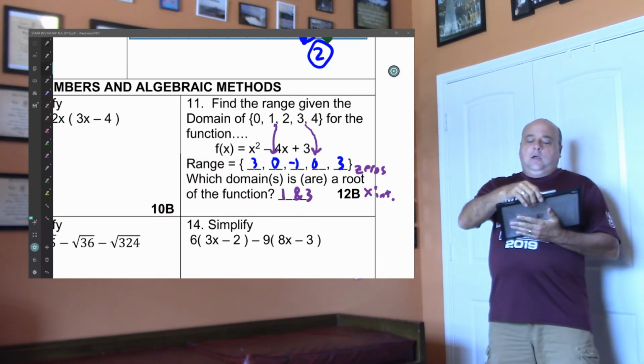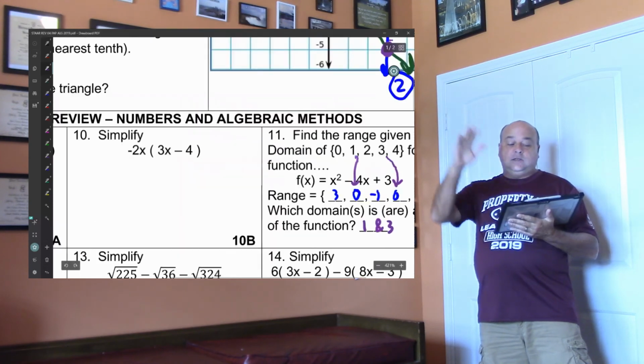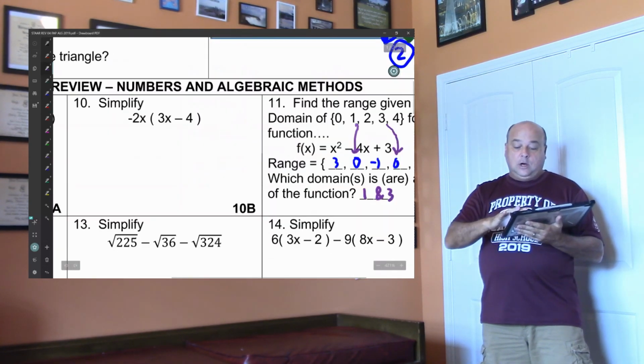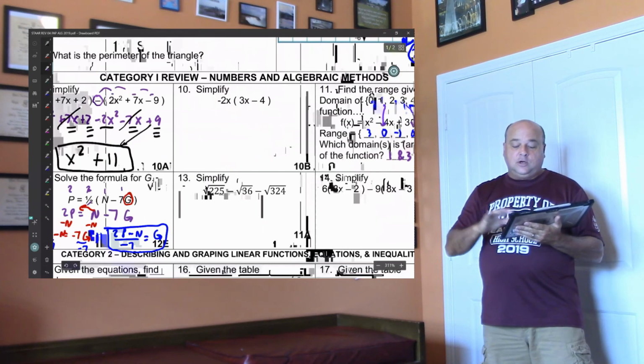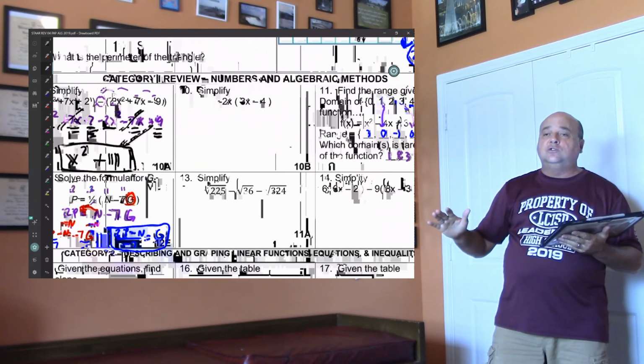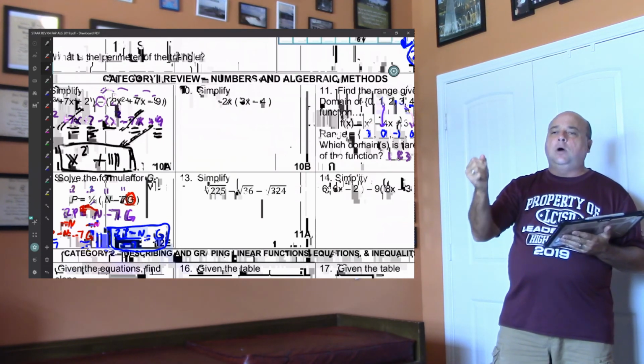Okay? You should be able to do the rest of 1 to 11 on your own. Actually, 1 to 14. You should be able to do 1 to 14 on your own. Try to finish those up. We'll continue on this tomorrow.